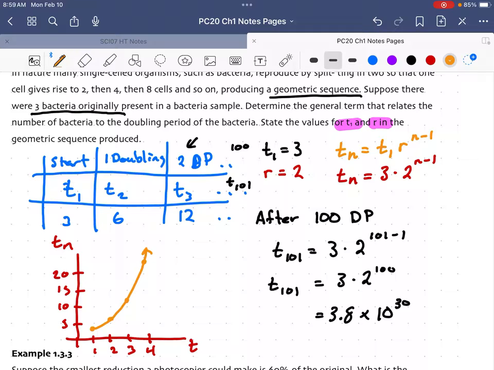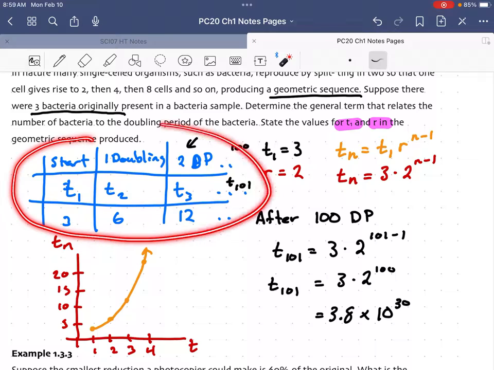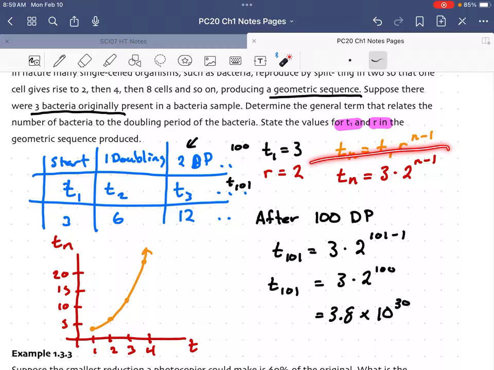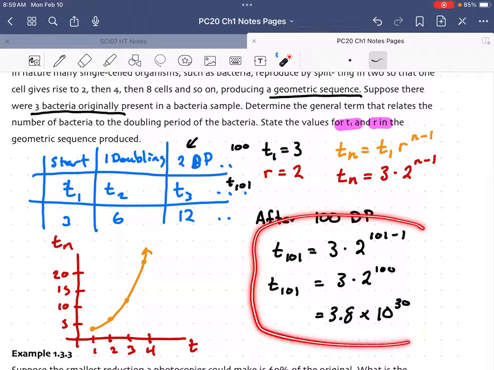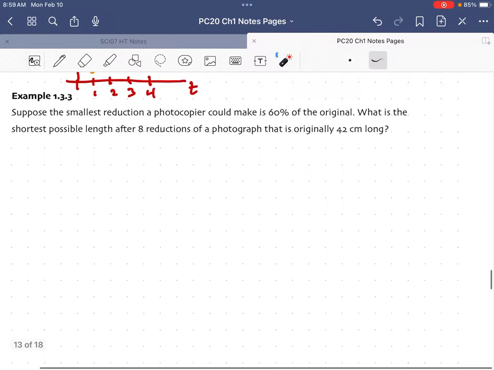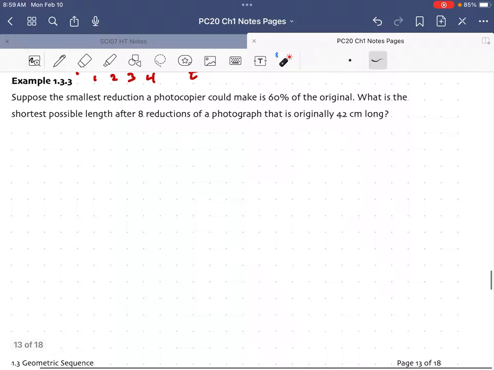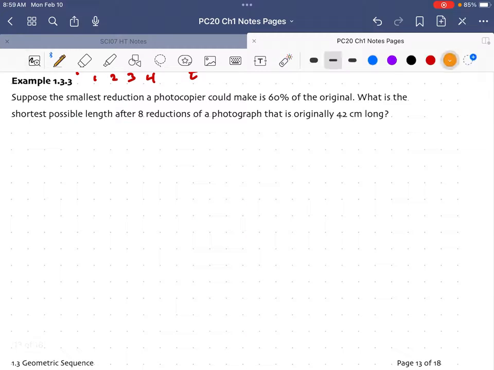All right, so what is important here is that you can analyze a geometric series, you can determine the nth term, and you can find an example of it. Let's take a look at the next example.